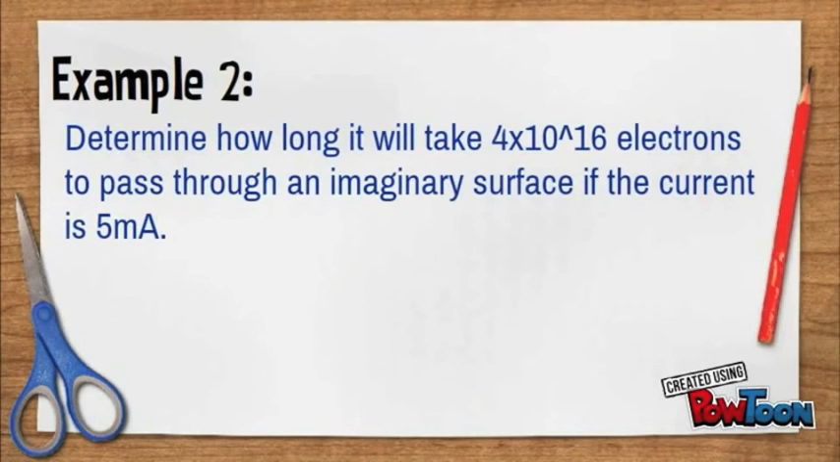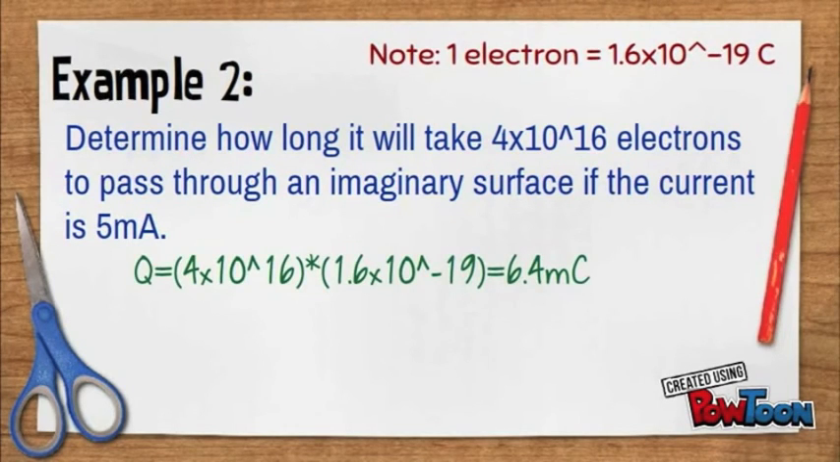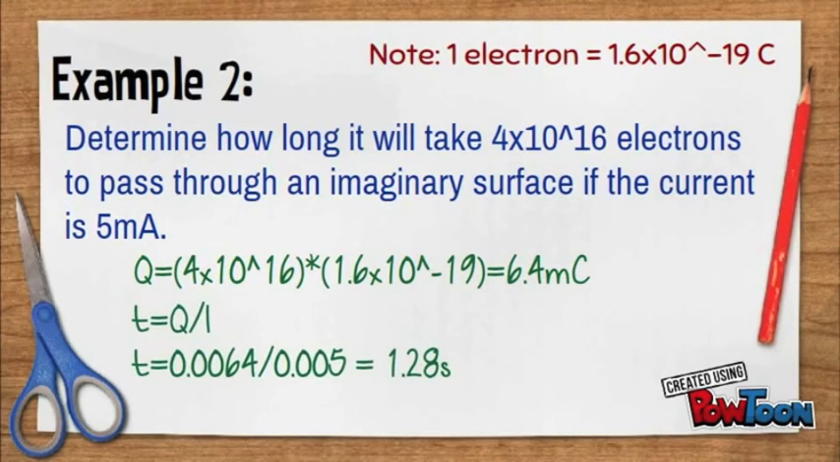Example 2. Determine how long it will take 4 times 10 to the power of 16 electrons to pass through an imaginary surface if the current is 5 milliamps. First, multiply the known charge of 1 electron with the number of electrons given in the question to find total charge. Then, divide this value by the given current of 5 milliamps, thus giving you an answer of 1.28 seconds.